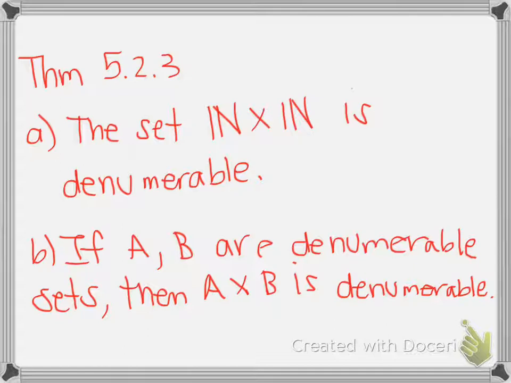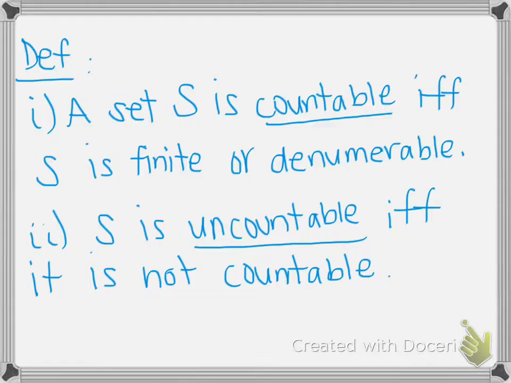Okay. So here, Theorem 5.2.3. The proof in the book, I believe, is short. It's not too extensive. But I'm showing you this because it may come in handy when you're doing your homework. The set N cross N, so the naturals cross the naturals, is denumerable. And if A and B are denumerable sets, then A cross B is denumerable as well. So just keep those theorems in mind. You may find them useful for the homework.